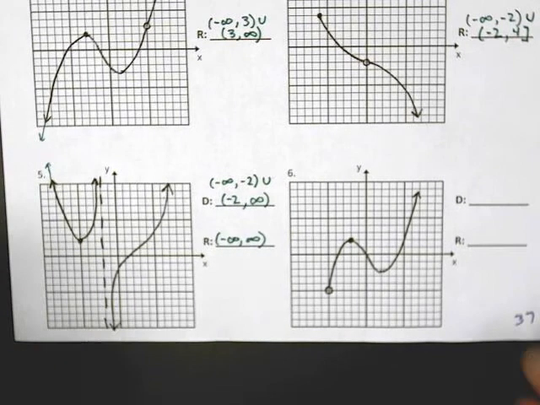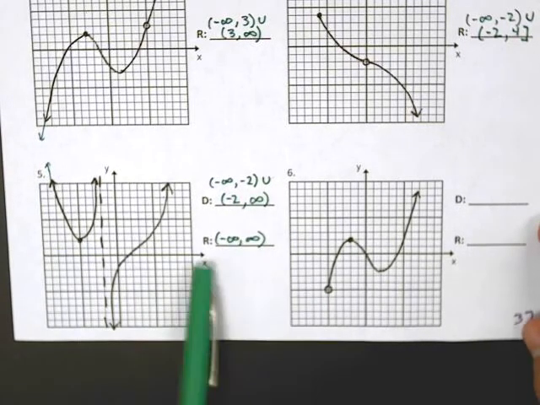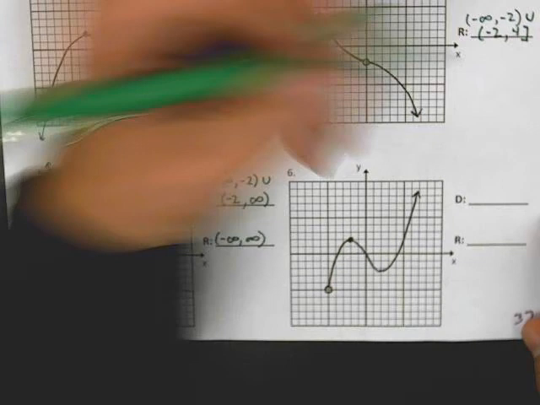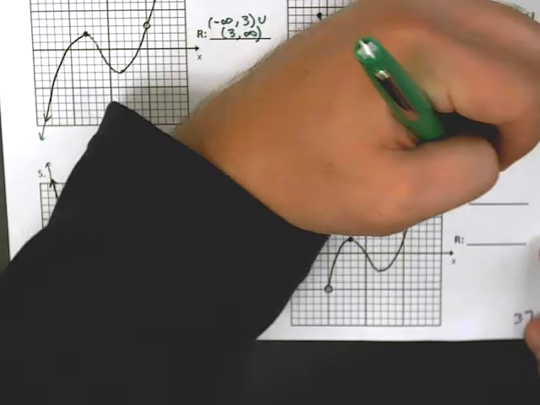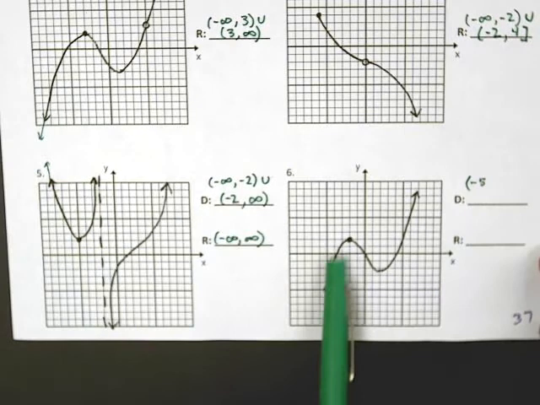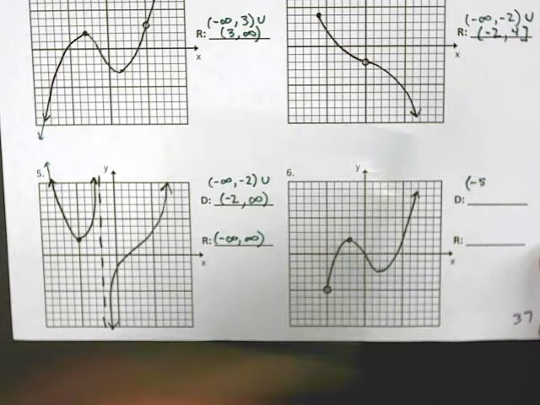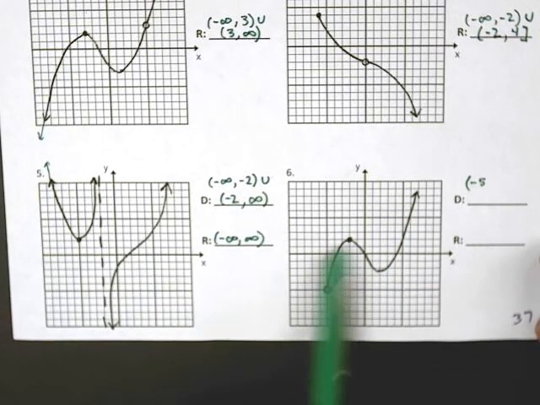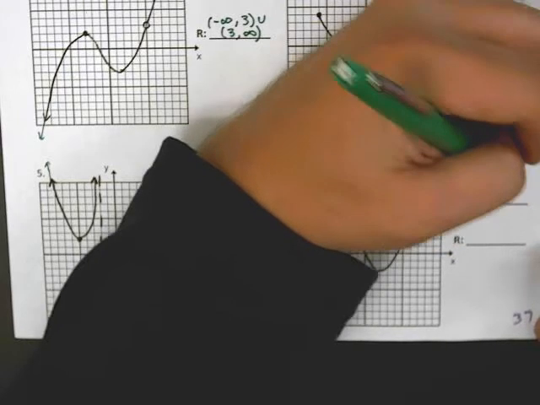Domain. We see, where do we start on the left? What's our lowest value? Well, we have a hole here at negative 5. So I have to use the negative 5, and remember it's not included, so parenthesis. I go to the right. Okay, there's no holes, there's no other restrictions on the domain, so we just go to infinity.